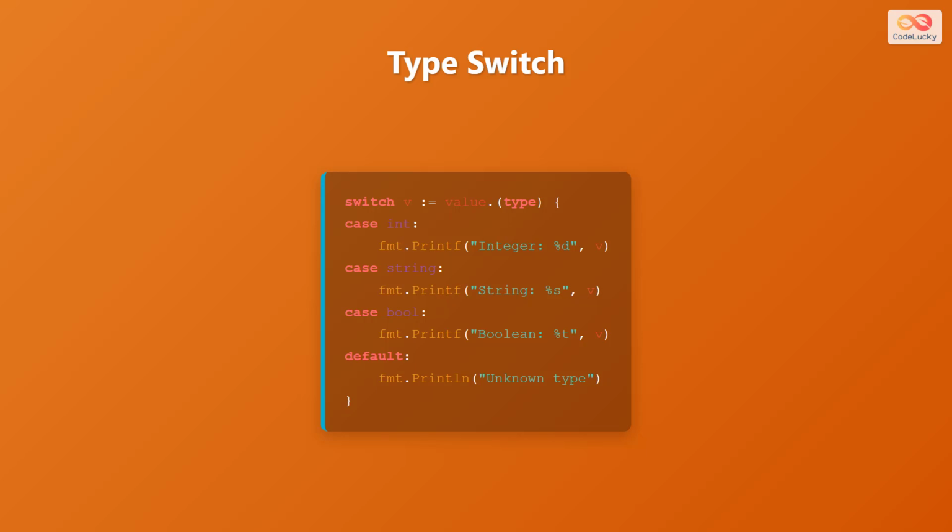A type switch is a special type of switch statement that allows you to determine the type of an interface variable. The syntax value.(type) is used to get the type of the interface value. Each case specifies a type, and the code block associated with that type is executed if the interface value is of that type. If none of the types match, the default case is executed. Here, we are printing a different message based on whether the value is an integer, string, or Boolean.